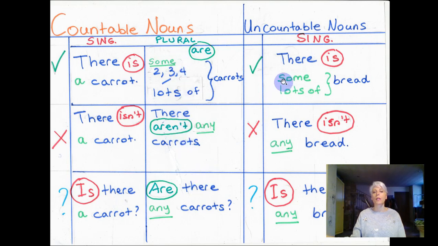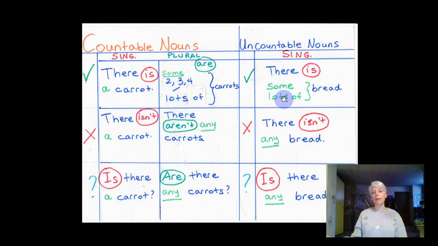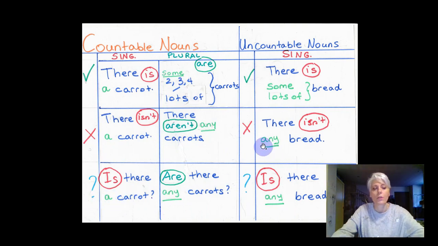Okay, good. Uncountable nouns. The affirmative is there is some bread or there is lots of bread. Negative, is becomes isn't. There isn't any bread. Question, is there any bread? As you can see, any is used again in the negative and question form. Good. Some in the affirmative and any in the negative and in the question form. Okay. Let's do some examples.